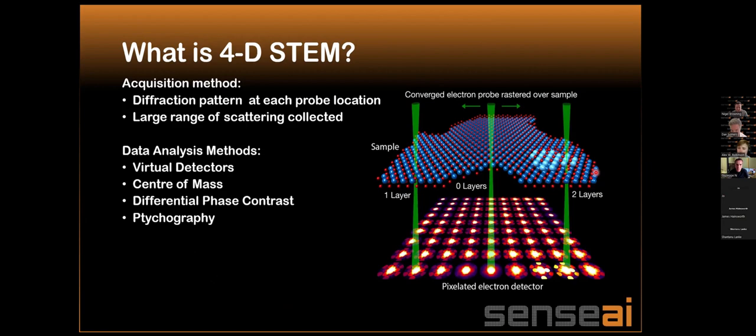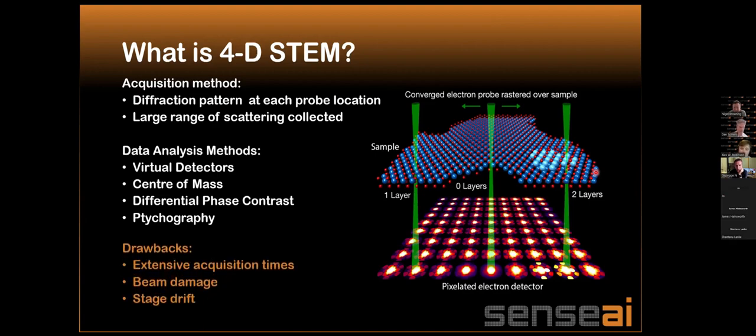We can then do lots of different analysis methods. These include virtual detectors. We could perform this process called center of mass, which I'll come on to. We can do differential phase contrast, and also ptychography, which is a buzzword in STEM at the moment, and 4D STEM, as we can recover effectively all of the phase information about our sample. So this is really great if you have low mass elements as well as high mass within the same acquisition.